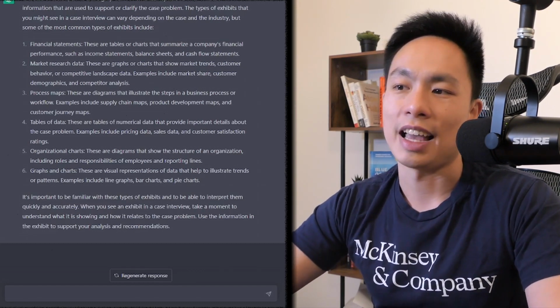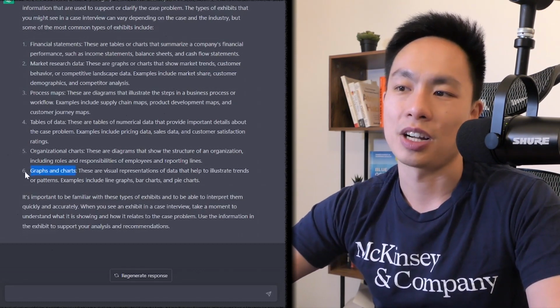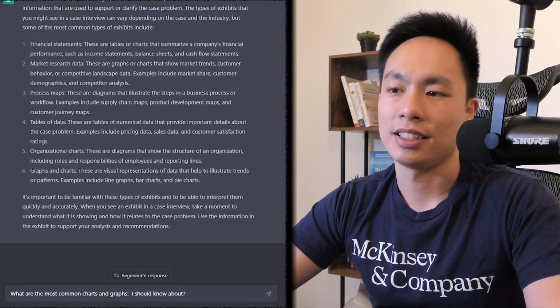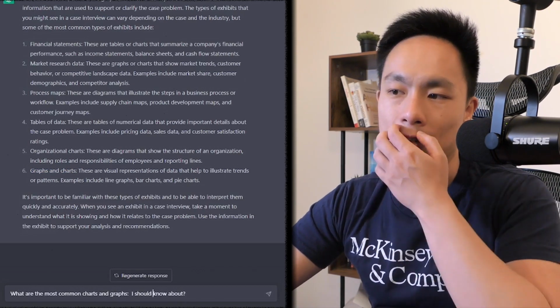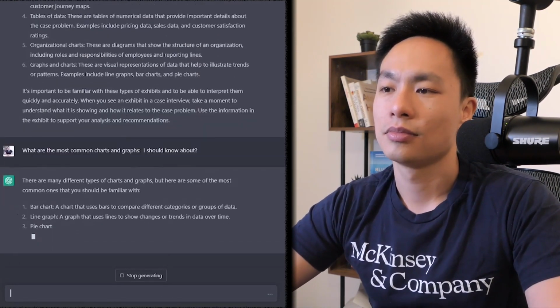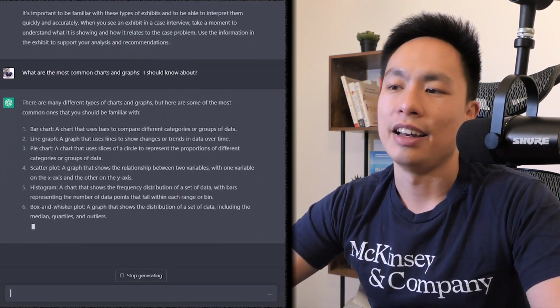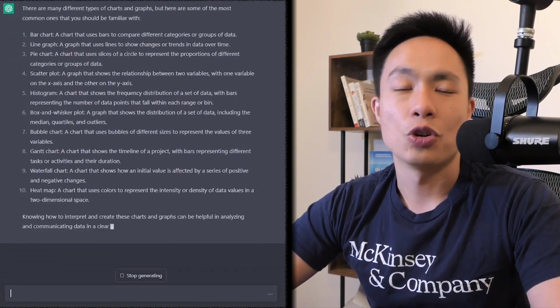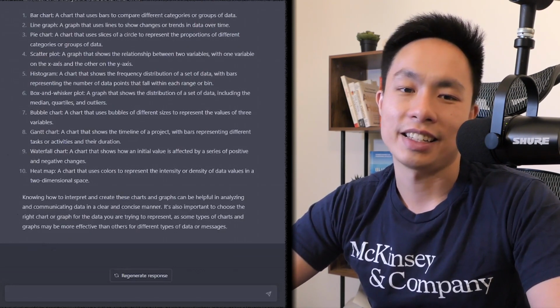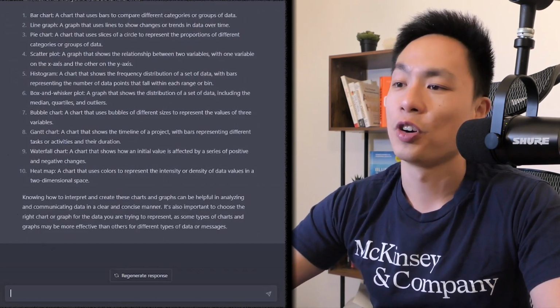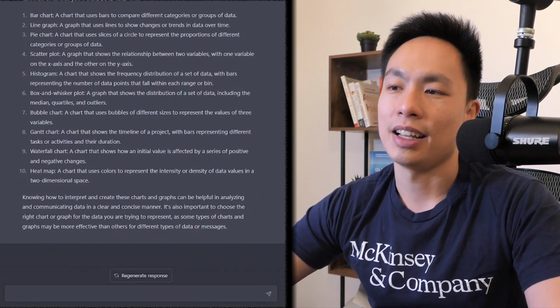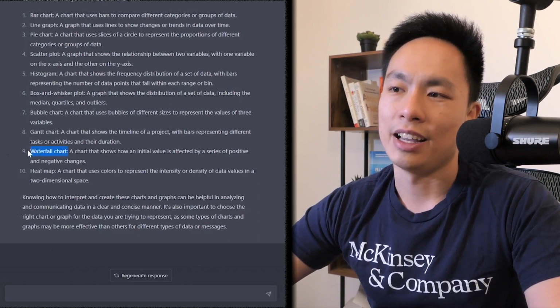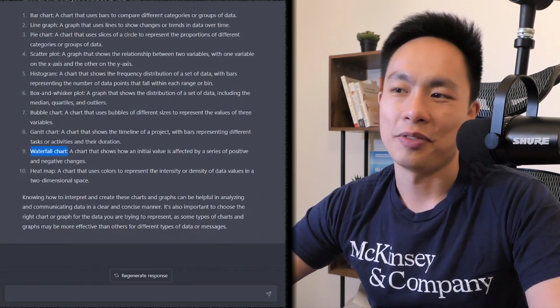Then what you can do is ask for it to give you examples of the most common graphs. For example, I might write something like this. What are the most common charts and graphs I should know about? And then it'll spit out a number of types of graphs that you should know. And the good news here is that if there's one that you don't know, you can also ask it how it would approach it. So for example, let's say that you go through this and you're like, what is a waterfall chart? Well, you'll have to Google what this looks like.